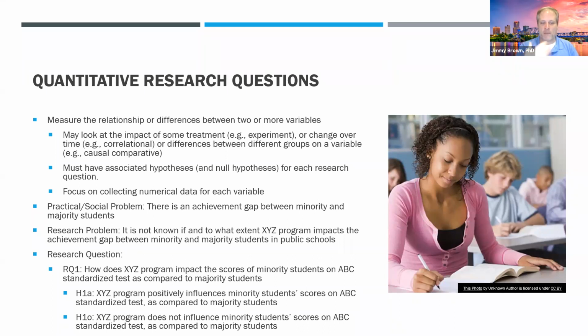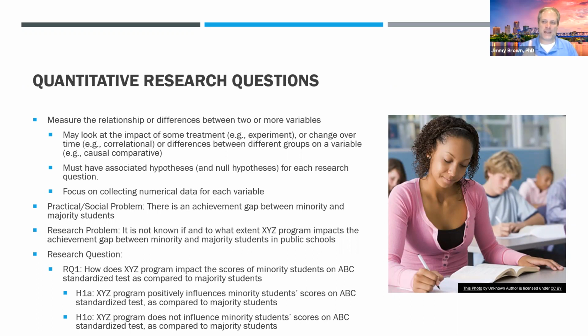And so our hypothesis would be the H1A, if you've been through quantitative research, is what we call our alternative hypothesis. That says there is a difference. So XYZ program positively influences minority students' scores on ABC standardized tests as compared to majority students. So we measure them before the program or after the program. That'd be correlational. If we had, say, two groups, it'd be causal comparative, but we'd be looking at that. H1O is our null hypothesis, that says XYZ program does not influence minority students' scores on ABC standardized tests as compared to majority students.